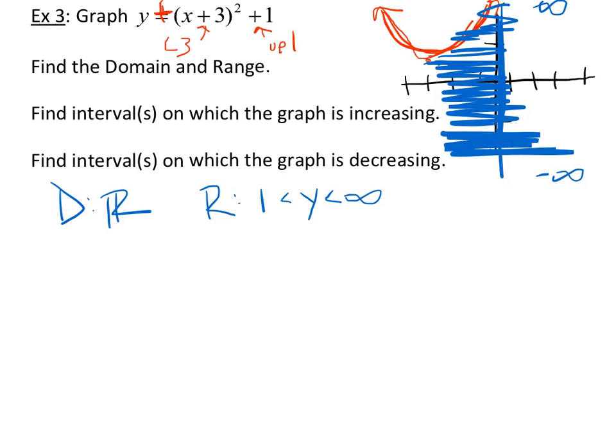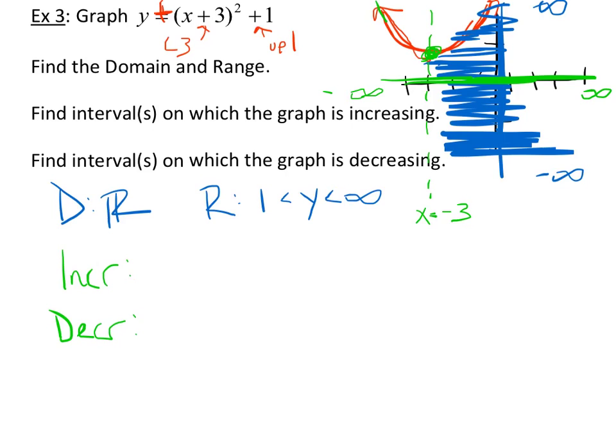Now it's time for increasing and decreasing. So let me write INCR and DECR. Increasing and decreasing. That has to do with the x-axis, that part right there. And I remember that all the way on the left is negative infinity. Over here is positive infinity. And I'm going to draw a line through the high or the low point. That happens to be x equals negative 3.